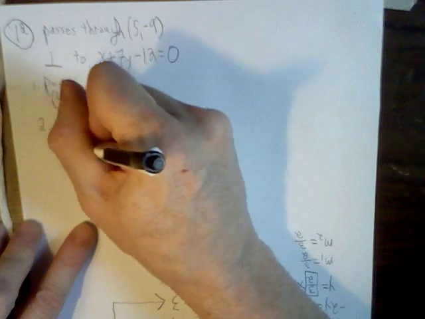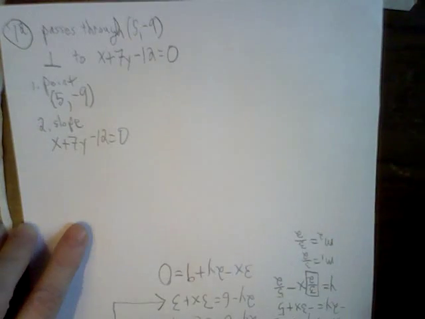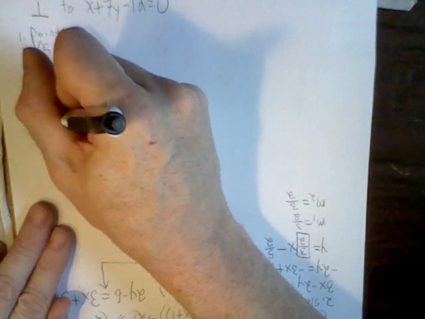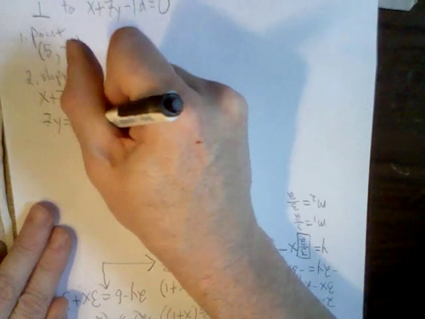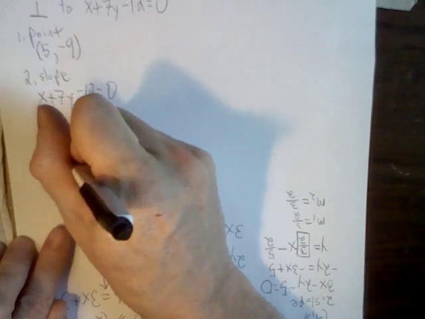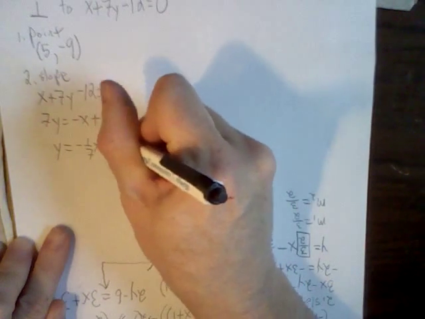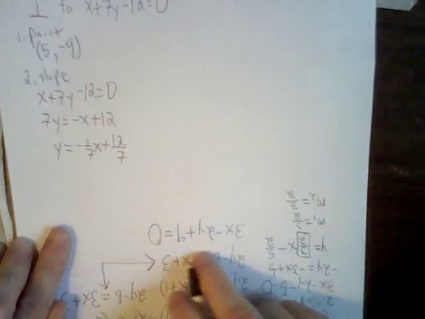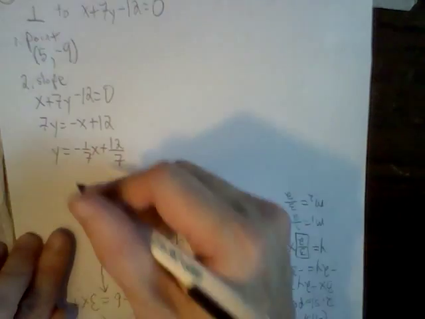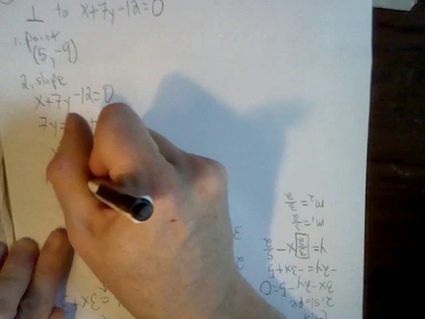X plus 7y minus 12 is 0. I'm trying now to isolate y. So we'll have 7y equals negative x plus 12, and then divide through by 7. So y equals negative 1/7 x plus 12/7. And sure enough, it's definitely not 1, right? It's negative 1/7. Okay, the slope of this line then is negative 1/7.